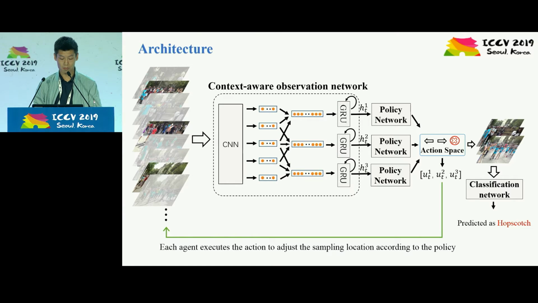Our framework is composed of a context-aware observation network for capturing the environment state, a policy network for estimating the probabilistic distribution over the action space, and a classification network for video-level prediction. Each of the agents interacts with the environment by taking action to adjust the sampling locations at each time step. The context-aware observation network is designed to allow context information communication among nearby agents.